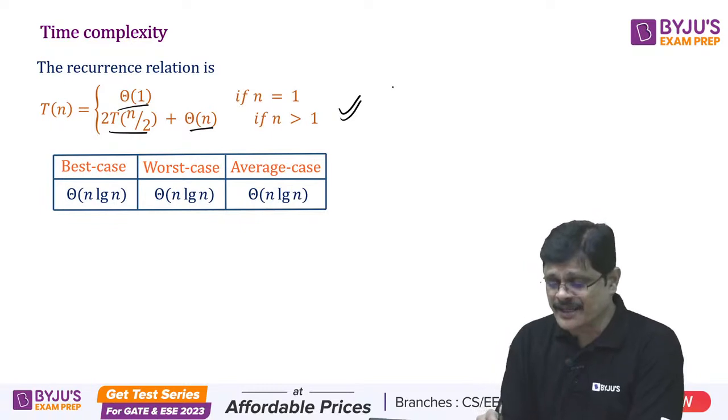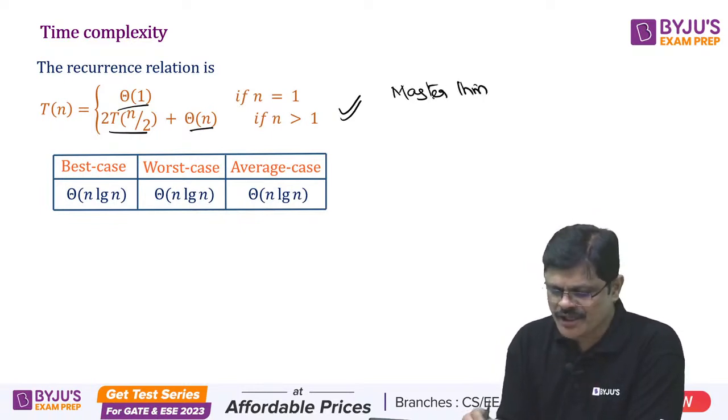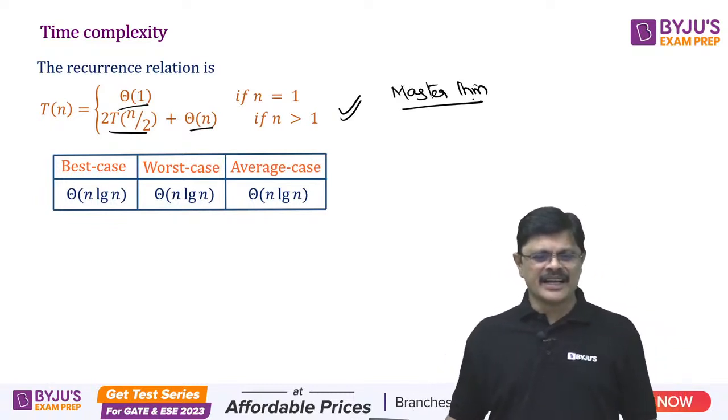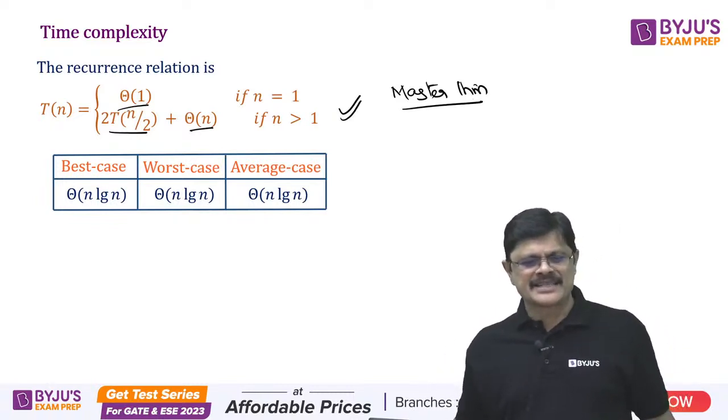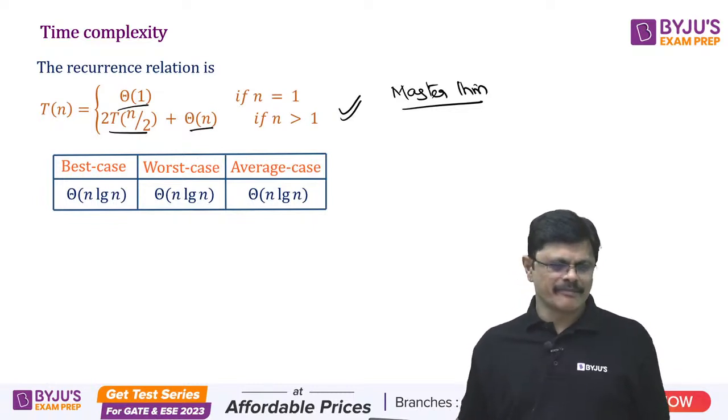So whatever case is there, this is the recurrence relation. And you can apply Master theorem. By Master theorem, the time complexity of this recurrence relation is theta n log n. Same time complexity for all the cases.